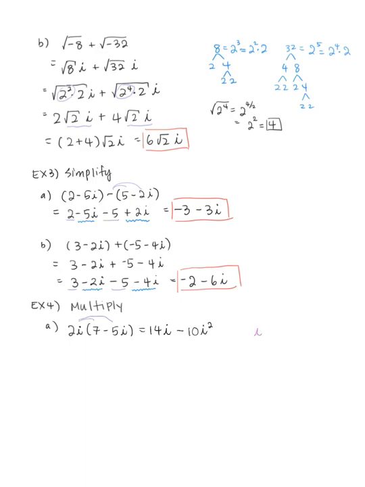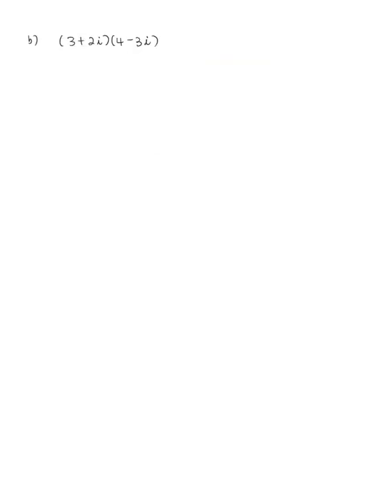Now from here, we're going to have to use our definition of the imaginary unit. Remember, what was i squared? It was negative 1. So what we need to do now is to replace i squared with negative 1. So we're going to get 14i minus 10 times negative 1, which gives us 14i and then plus 10. And we usually write a complex number as real part first and then imaginary part next. So I'm just going to rewrite it as 10 plus 14i. And here's our answer.